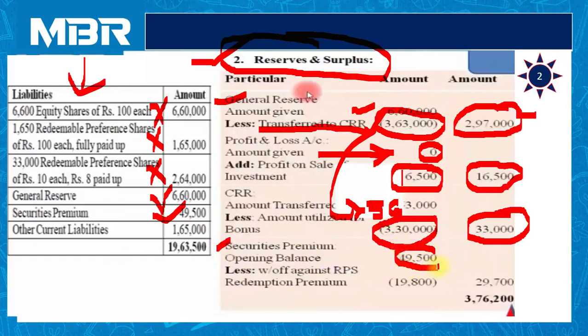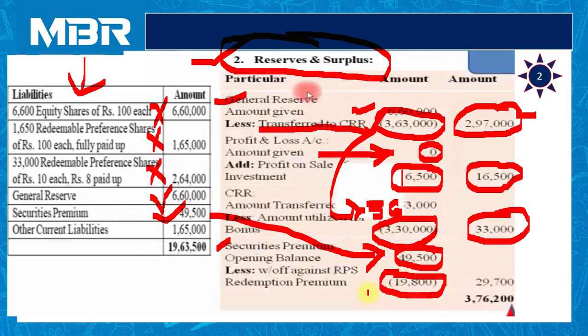Opening balance available to us over here 49,500, that is already given to us in our balance sheet. At the time of issue of new securities, that is step number 3, we have not received a single penny as a securities premium because new securities were issued by the company at par, that is at face value. But at the time of adjustment of RPS redemption premium in step number 4, we have adjusted 19,800 rupees against securities premium.